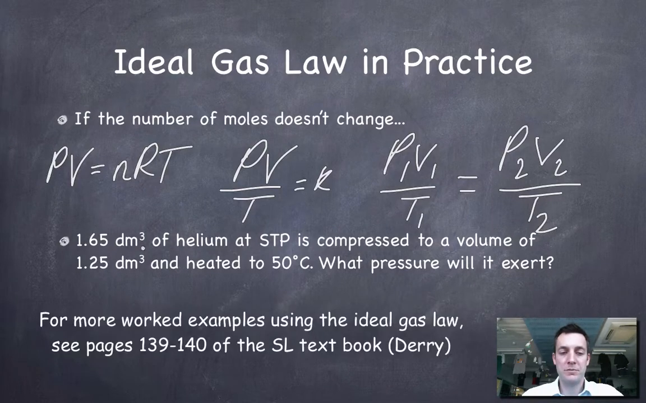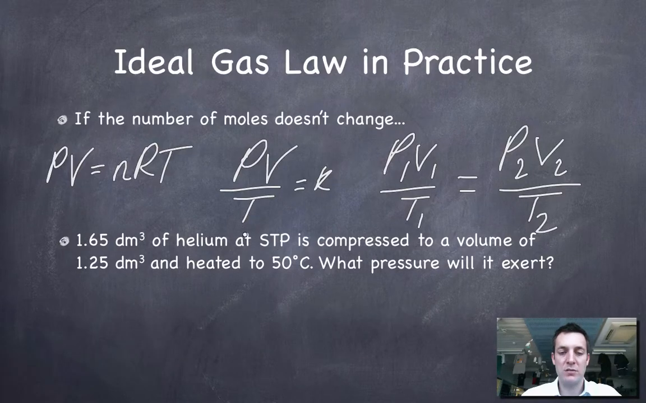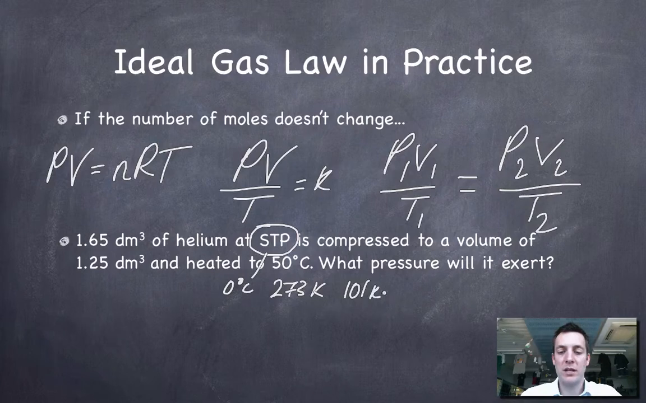Right, we've got this question here, 1.65 dm cubed of helium at standard temperature and pressure. Now before we go any further, let's just look at what that means. That is 0 degrees centigrade, but remember we're going to use an absolute temperature, so that's 273 Kelvin. And the pressure at standard temperature and pressure is 101 kilopascals.